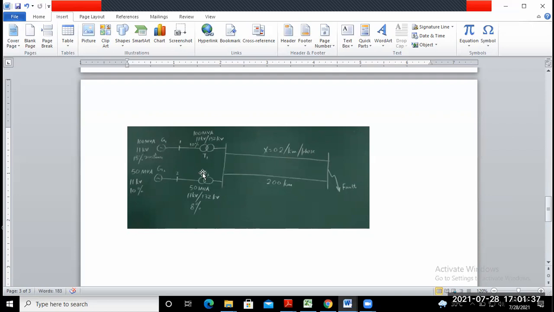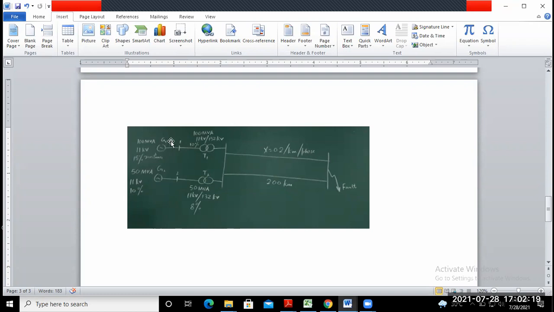Suppose that in any system, we want to represent any parameters in per unit. So first of all, we have to choose the base MVA rating and base kilovolt rating, that means the base voltage. So how can we choose the base MVA and base voltage? Generally, we take the rated value of MVA and the voltage rating of the system, the rated kilovolt rating as the base voltage.